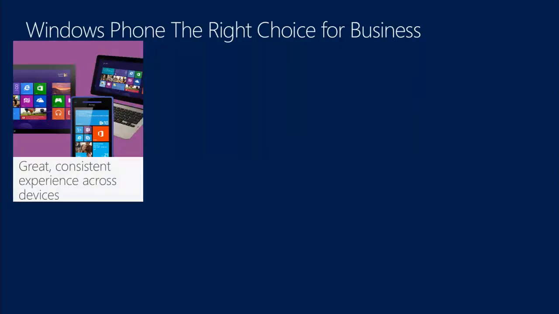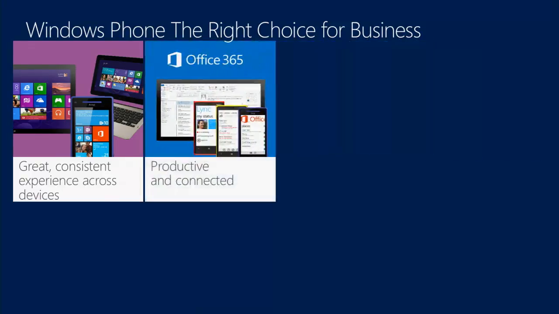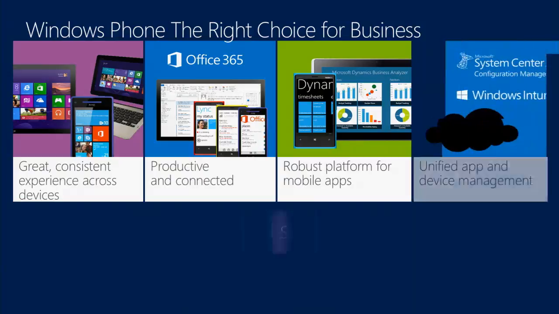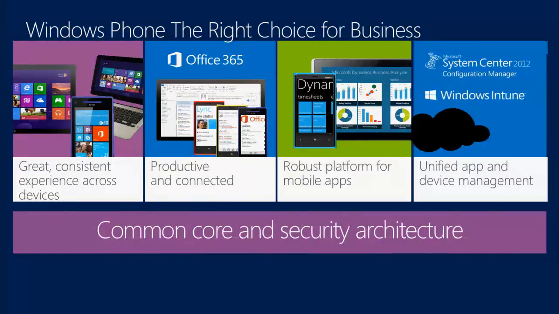The theme for the show for Windows Phone is just to drive home that Windows Phone is really ready for business. We've got a great consistent experience across devices, and actually this SQLite WinRT solution works both on Windows 8 and on Windows Phone 8, so it's great for cross-platform solutions. And we've got a great productive and connected system with all the Office 365 and other apps we've got in there. It's a robust platform, and this again is where the SQLite database comes in as a good component as part of your enterprise apps. And we've got great management, unified app and device management.